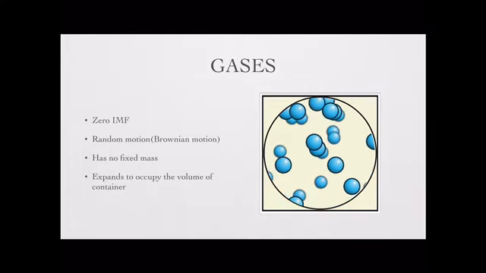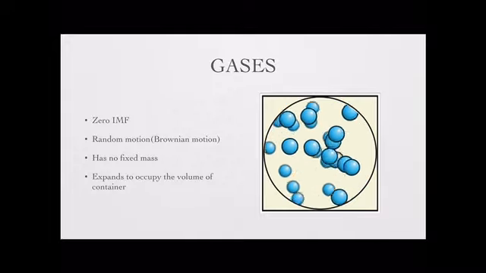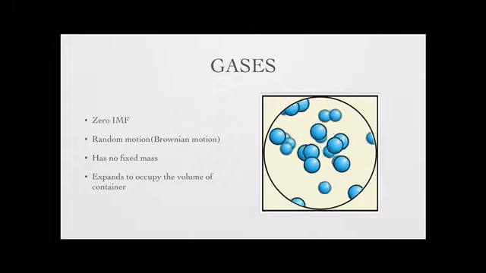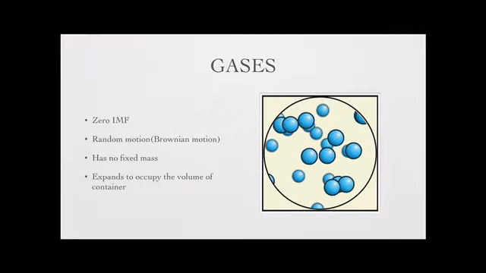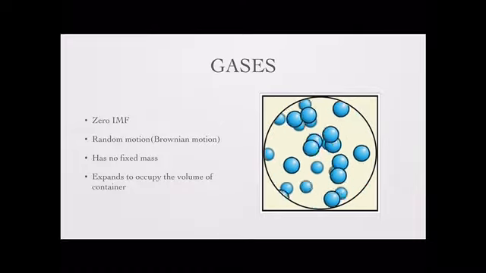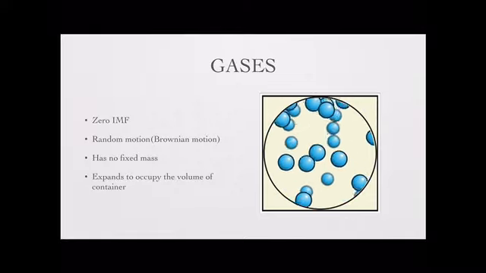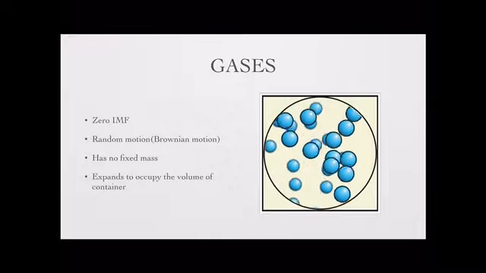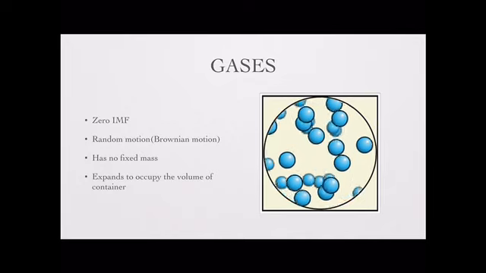Gases. Gases have zero intermolecular forces. They move in a random or Brownian motion, which I'll be explaining in further tutorials, and they have no fixed mass and generally expand to occupy the volume of the container. Liquids and gases are collectively known as fluids. Fluids can move, as they have no fixed position; they can move all around. The difference between liquids and gases is that gases expand to occupy the volume, but liquids can't do that. So now let's look into changes of state.